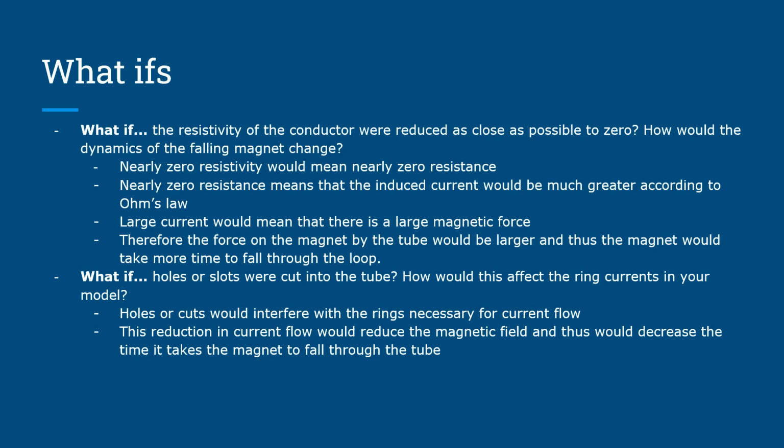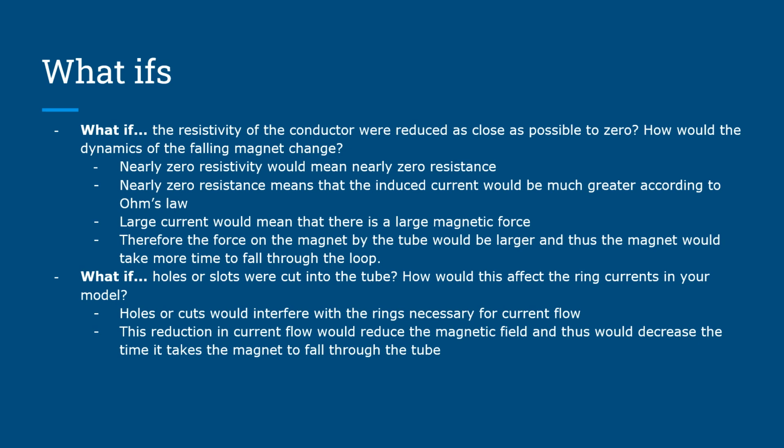What if the resistivity of the conductor were reduced as close as possible to 0? How would the dynamics of the falling magnet change? Nearly 0 resistivity would mean nearly 0 resistance. The induced current would be much greater according to Ohm's law, and there would be a larger magnetic force, and then the magnet would take more time to fall through the loop.